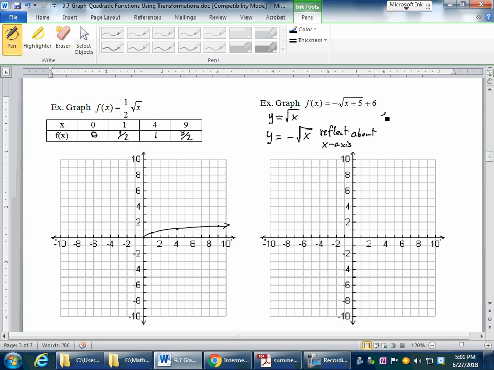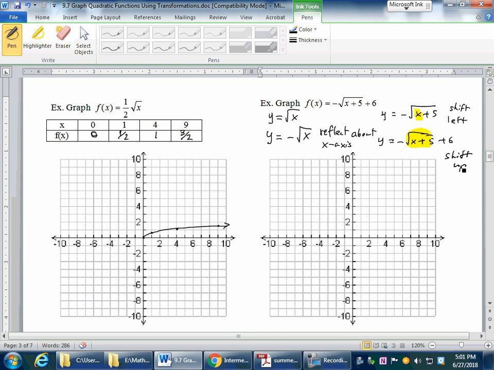And the next continuation will be y equals negative square root of x plus 5. So you are adding to your x value. Adding to the x value will shift left. And then finally, that will become negative square root of x plus 5, plus 6. Notice at this time you are adding to the whole y value, the square root part is your y value. So the whole entire graph is going to shift up 6 units.